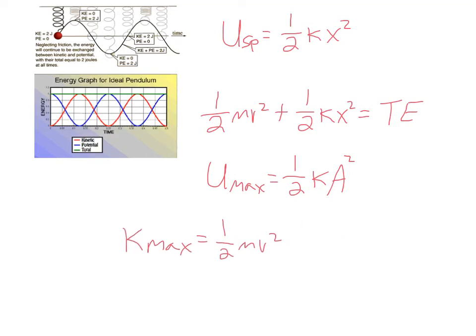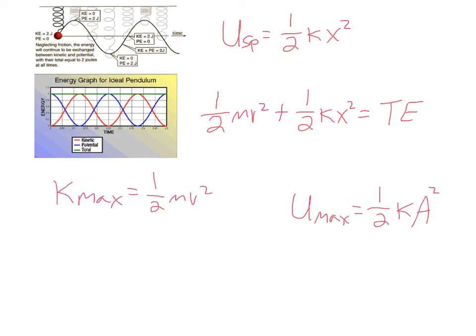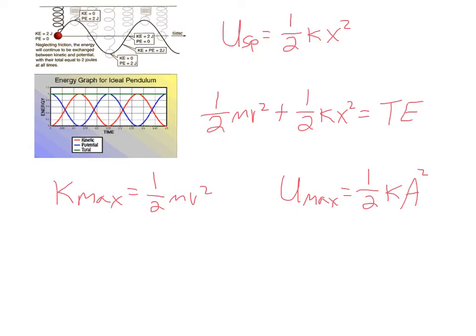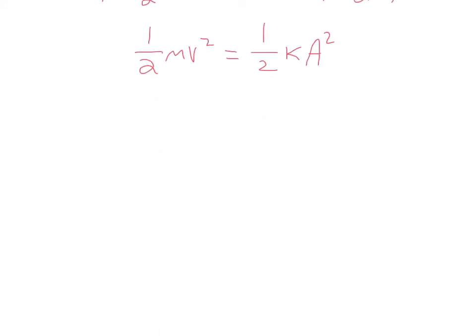So since these two are equal to each other, the energy is conserved, we can set them equal to one another to get 1/2 mv squared equals 1/2 ka squared. And if we were to solve this for the maximum speed, we can see that that maximum speed is related to the amplitude.